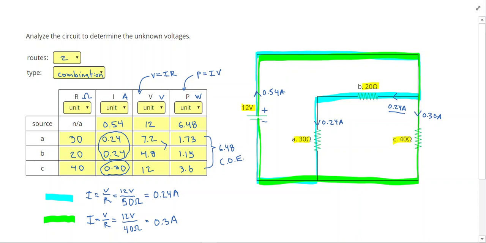Alright, so you'll notice that in this problem I had two distinct routes. There wasn't a single resistor that was on both routes. In the challenge problems, we'll start talking about equivalent resistance and solve more complex circuits that don't meet that criteria.